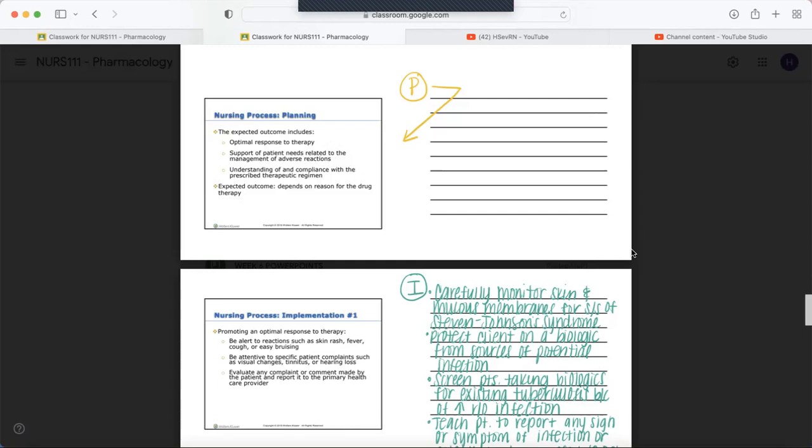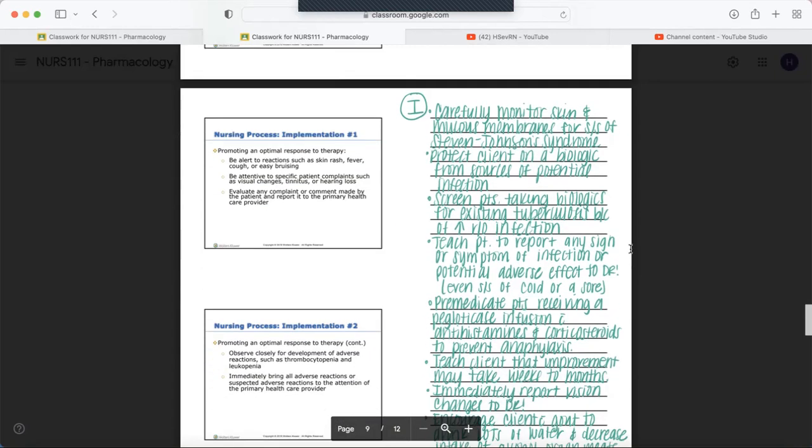We want our client to hopefully avoid adverse effects, but if we can't avoid them, then we manage them, right? And then obviously understanding compliance is super important. So interventions or implementations, what are we going to do? We should carefully monitor the skin and the mucous membranes for signs and symptoms of Stevens-Johnson syndrome, especially with allopurinol, right? Looking for rashes, lesions, sores, blisters, etc.